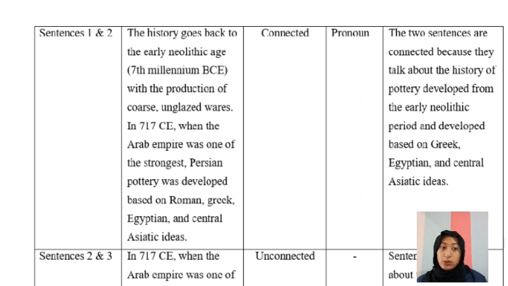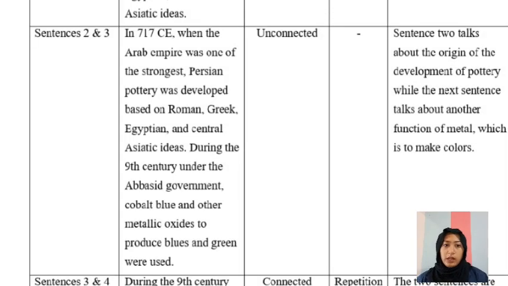Okay, move to the main body paragraph. Sentences 1 and 2 are connected because of the pronoun, and because the two sentences talk about the history of pottery development from the earlier Neolithic period, developed based on Greek, Egyptian, and Central Asiatic ideas. Sentences 2 and 3 are not connected because sentence 2 talks about the origin of the development of pottery, while the next sentence talks about another function of metal, which is to make colors.